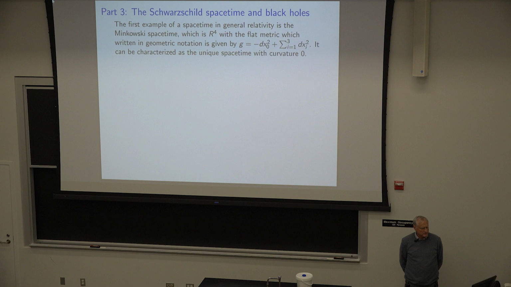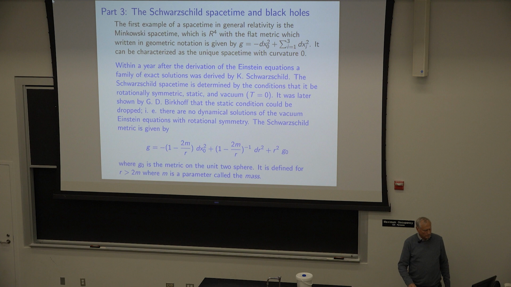And so as I said, the first example of a space-time in general relativity is Minkowski space. So that would be characterized as the unique flat space-time. So it has curvature zero. Notice not just Ricci curvature zero, but the full curvature tensor is zero. So Ricci zero doesn't locally say that the space-time is trivial at all. It's a wave equation. So there are lots and lots of solutions of that. But if the curvature is zero, then the space-time is actually isometric to Minkowski space.